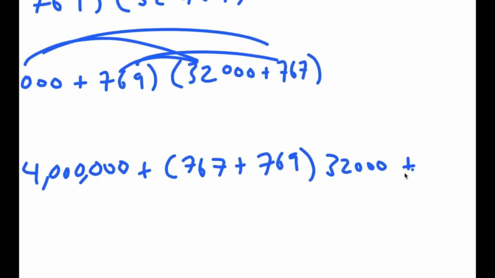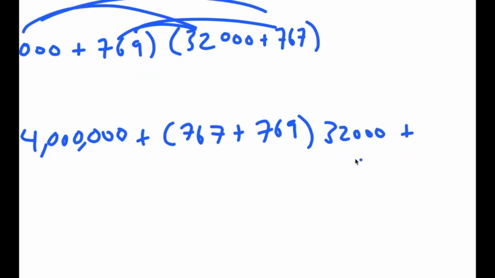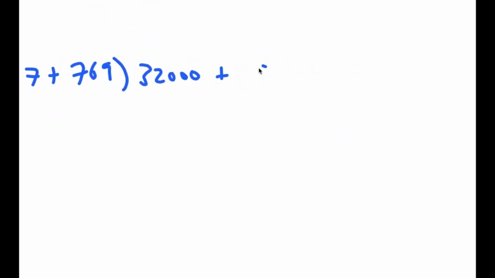And finally, I have at the end 767 times 769, which is equal to 589,823.